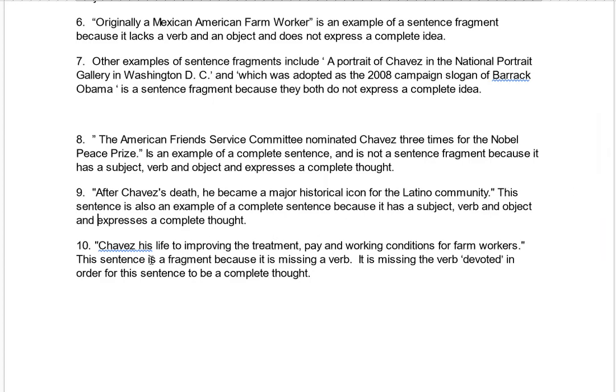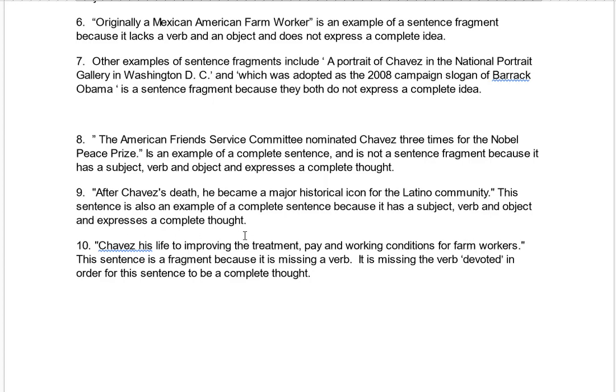So Chavez, his life to improving the treatment, pay, and working conditions for farm workers. That is not a complete sentence because here you have subject and object. Where is your verb? So this is an example of a sentence fragment because it's missing the verb devoted. So if I wanted to correct this sentence, I would say Chavez devoted his life to improving the treatment, pay, and working conditions for farm workers.